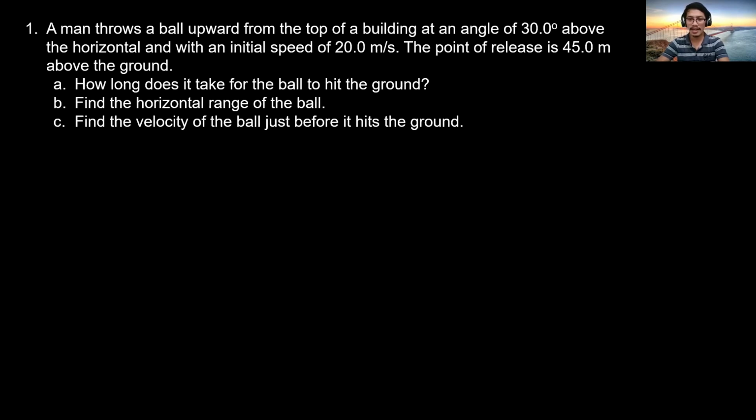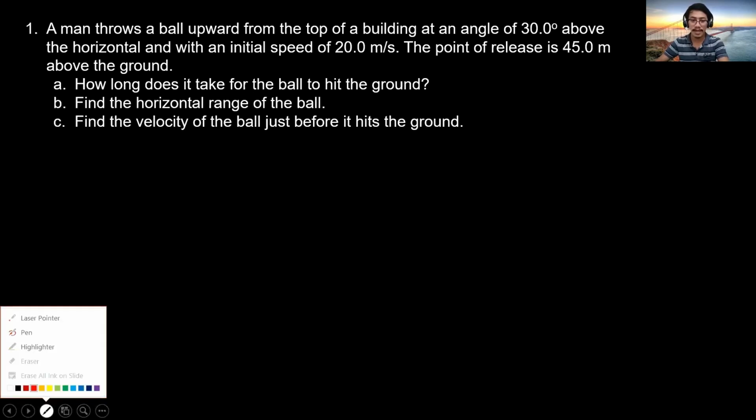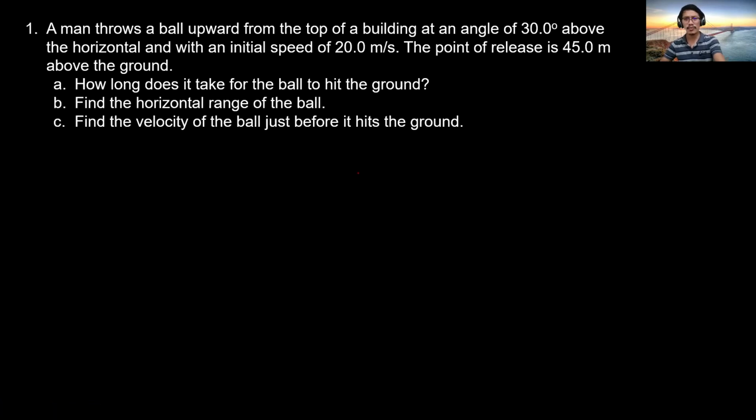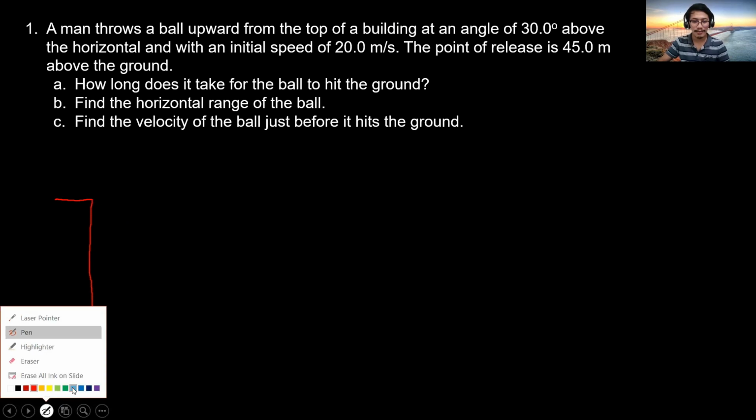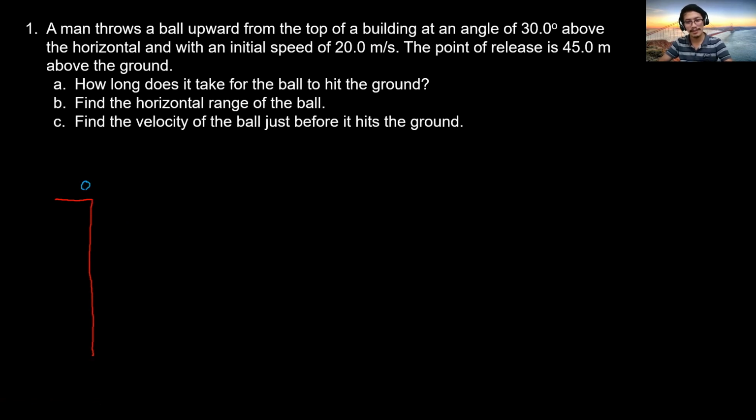Based on our previous discussion, the very start when we solve problems in physics is to draw our free body diagram. So first, we have a building. It is thrown from the top of the building, so we draw a building. Of course, there is a man. Let's draw the man in blue.